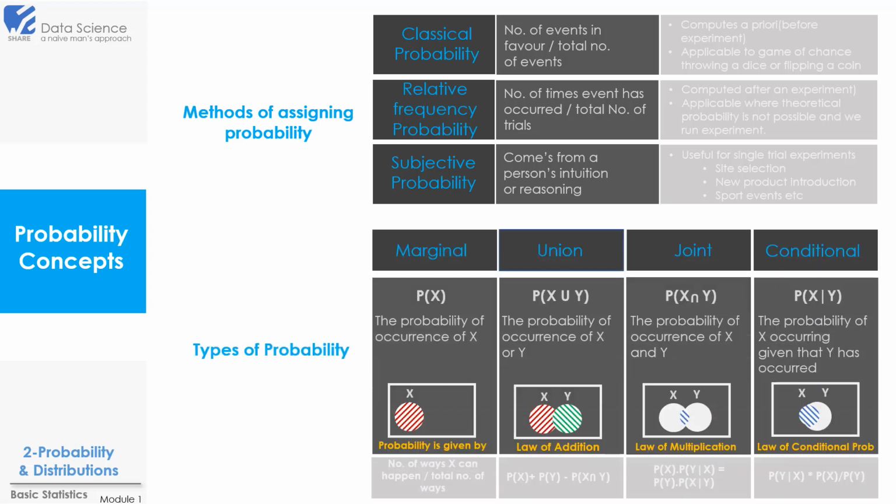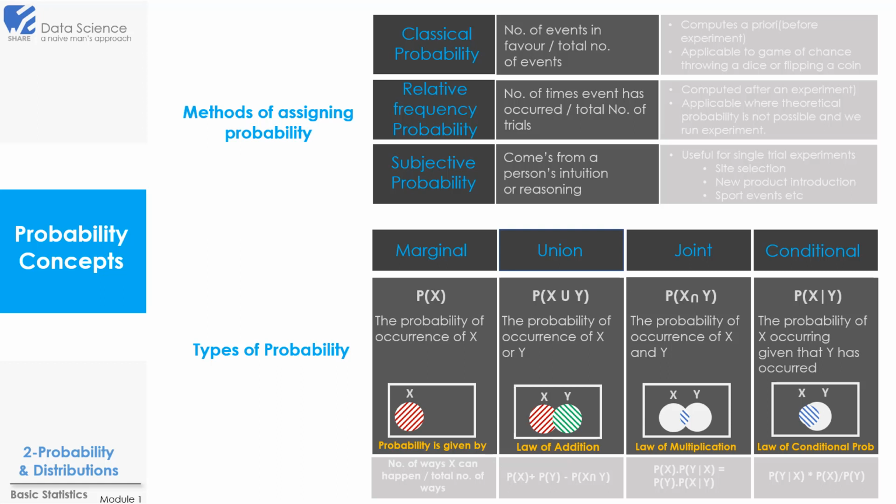Now there are 4 types of probabilities. First is marginal probability, which is basically the classical probability that we just saw. Then we have union, which means probability of occurrence of x or y and is given by the formula probability of x plus probability of y minus probability of x and y. This is called the law of addition of probability.